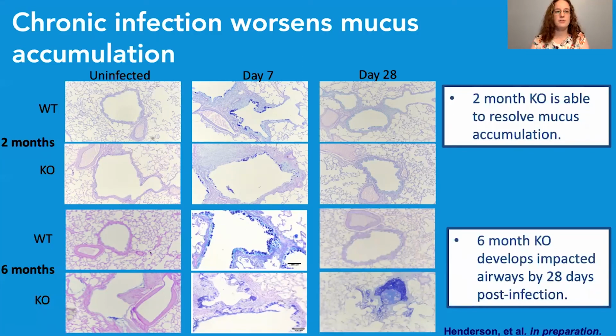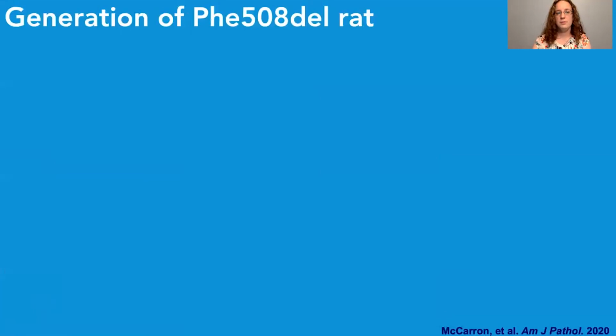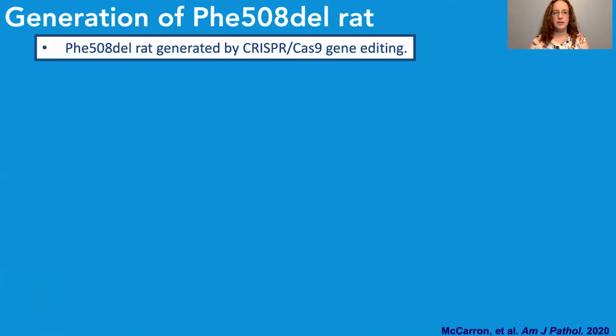So now we have a model that recapitulates several aspects of human airway disease. But what we cannot do with the CFTR knockout is study the effect of CFTR modulators. So with this in mind, we've generated a series of new mutations expressed in the rat. The first one I'm going to discuss is the generation of the F508 Del rat made in South Australia.